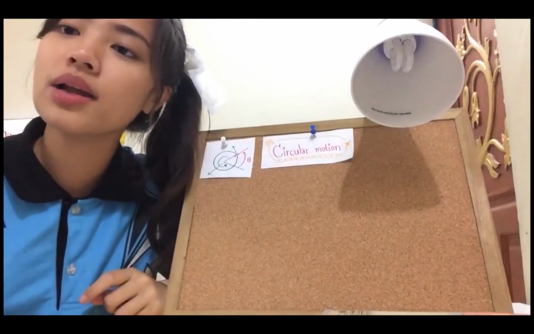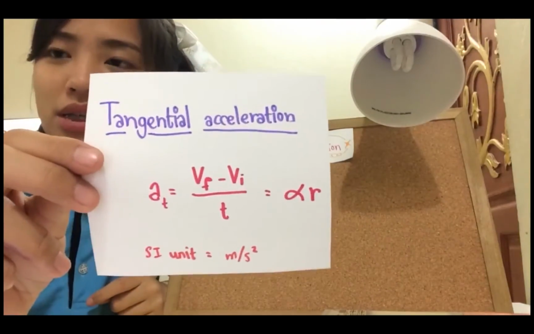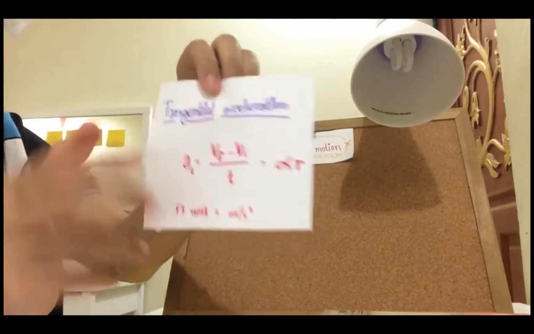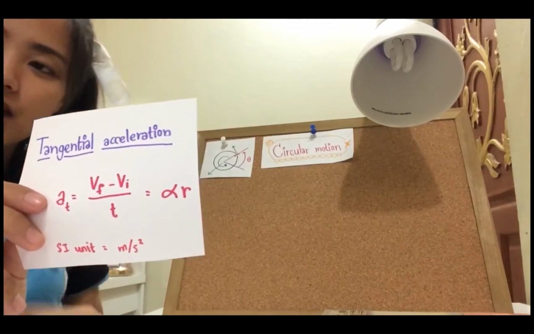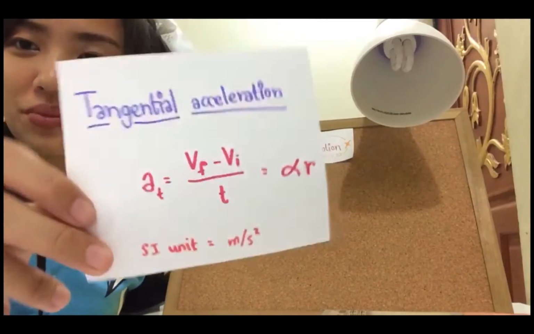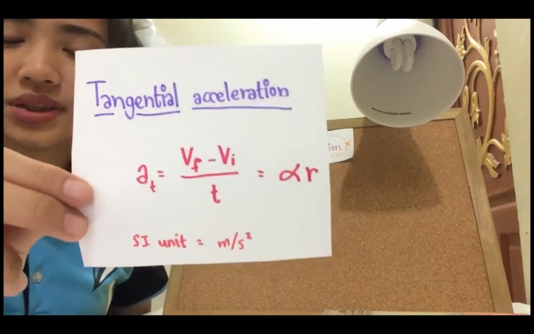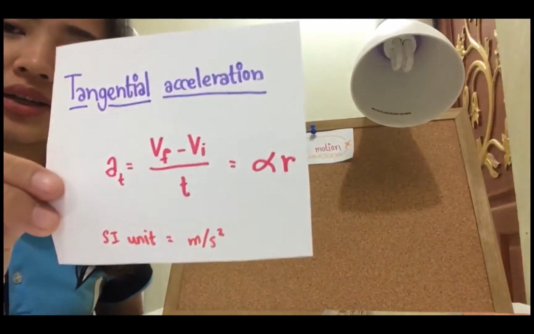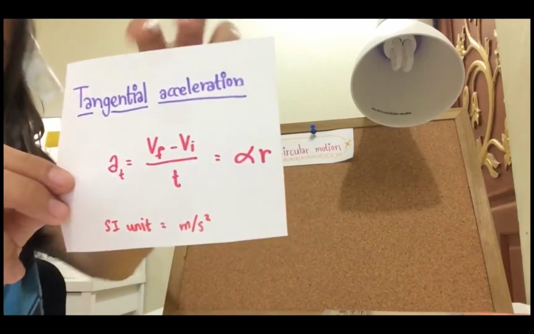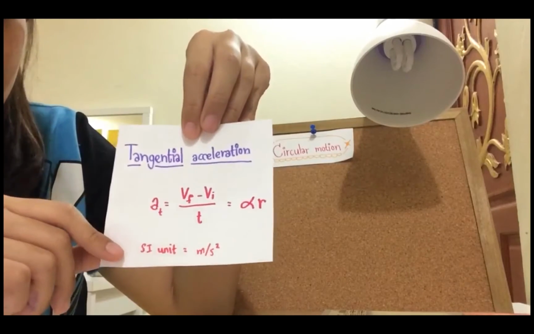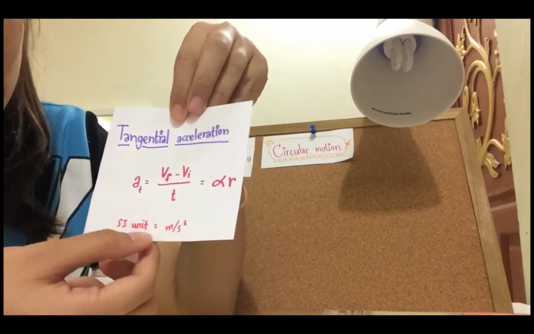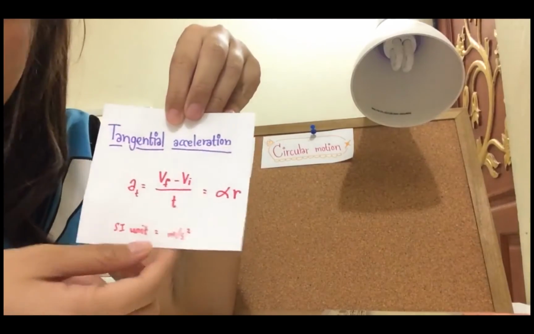The next one, tangential acceleration. It is the change in tangential velocity. It is also the same as the angular acceleration but not the same symbol. The SI unit is meter per second squared.